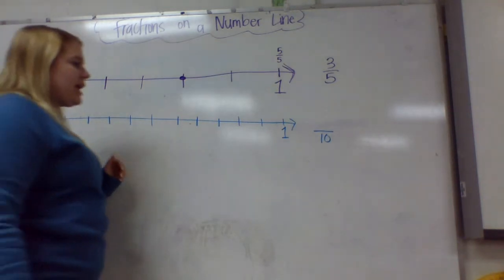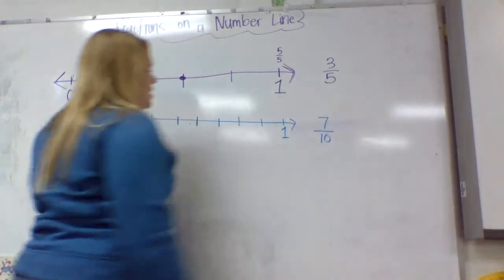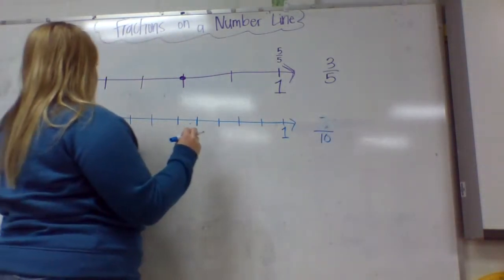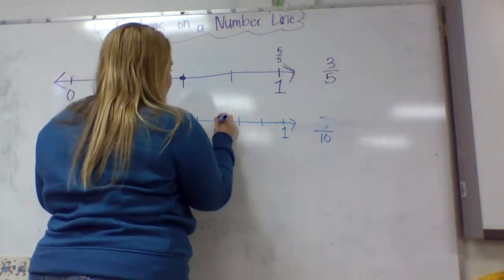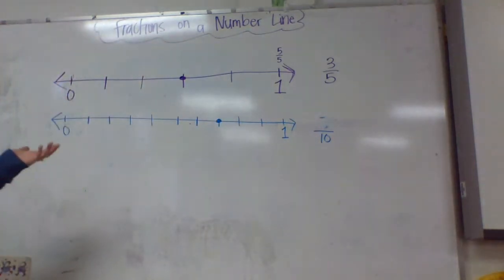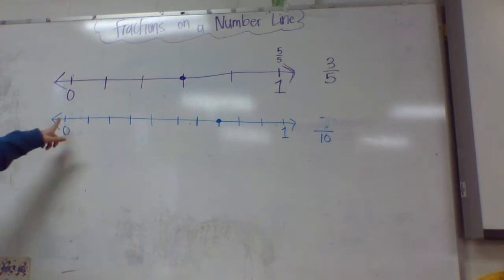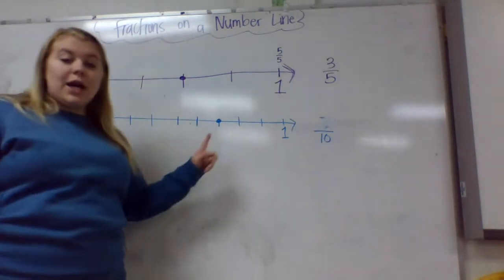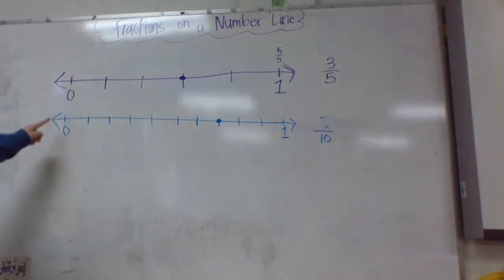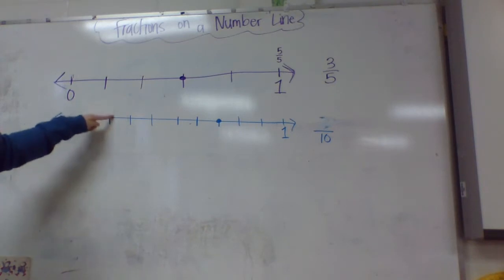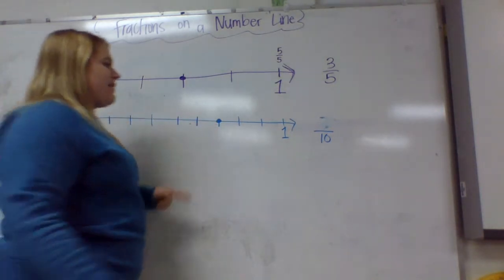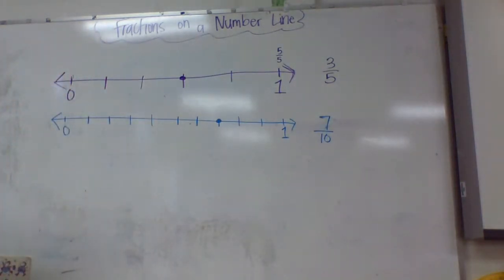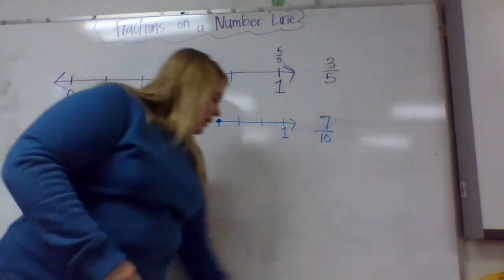So if I wanted to know where 7/10 was, or if you see a number line like this and it says, tell me what fraction this represents, well, I've already counted for my denominator. I've counted how many pieces there are. Now for my numerator, I need to figure out how many jumps I need to get to where I am. 1, 2, 3, 4, 5, 6, 7. So that represents 7/10.